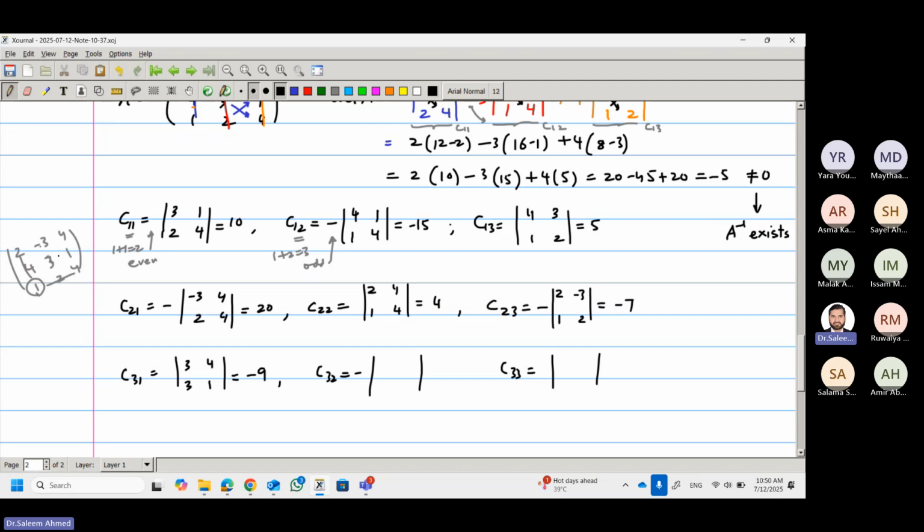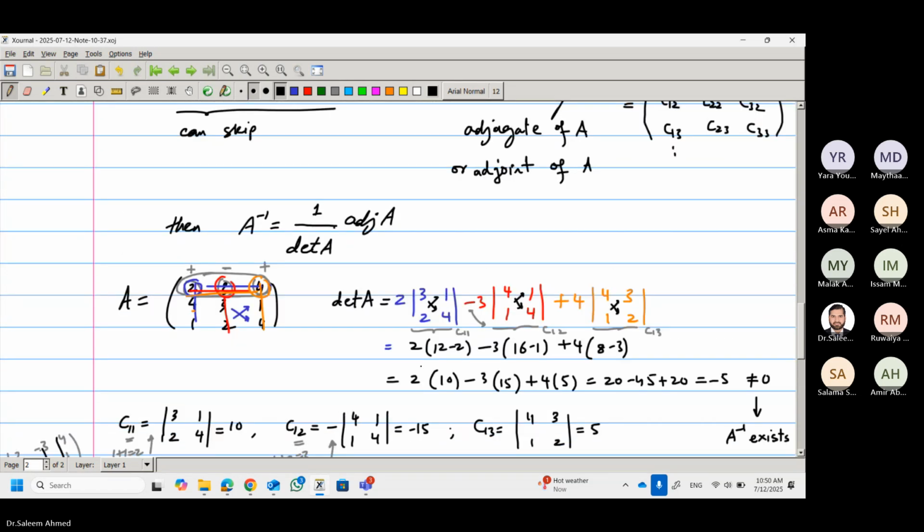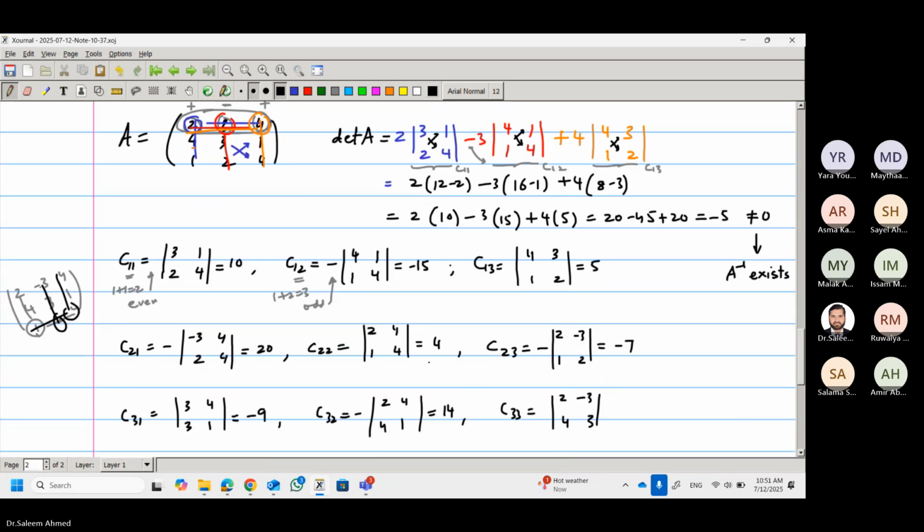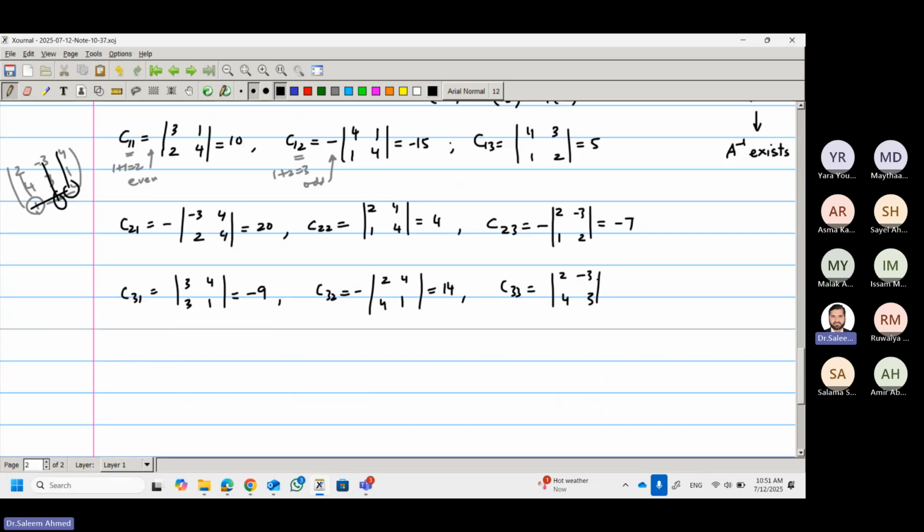Then 32. This is gone now. So 2, 4, 4, 1. For this one, this is gone. So 2, 4, 4, 1. So that is 2 minus 16, minus 14. So minus makes it plus 14. Then 33, this is gone. So 2 minus 3, 4, 3. So that is 6 plus 12, 18.